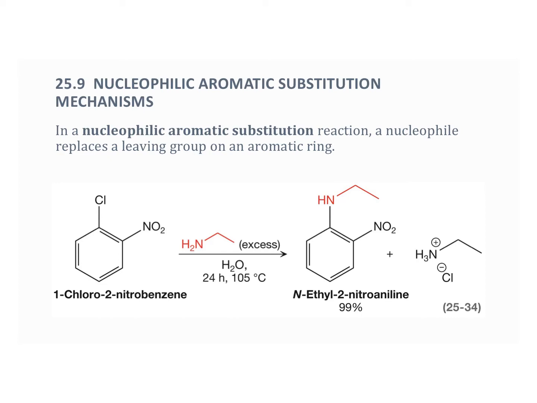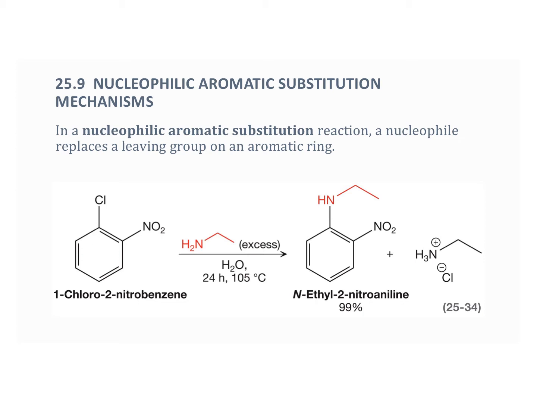So the aromatic substitution reactions that we've looked at in Chapter 24 and Chapter 25 so far have proceeded by mechanisms involving an aromatic ring attacking an electrophile. That's why we call it an electrophilic aromatic substitution reaction. But in this section, we're going to switch gears a little bit and look at nucleophilic aromatic substitution reactions. And in these reactions, the aromatic ring is attacked by a nucleophile.